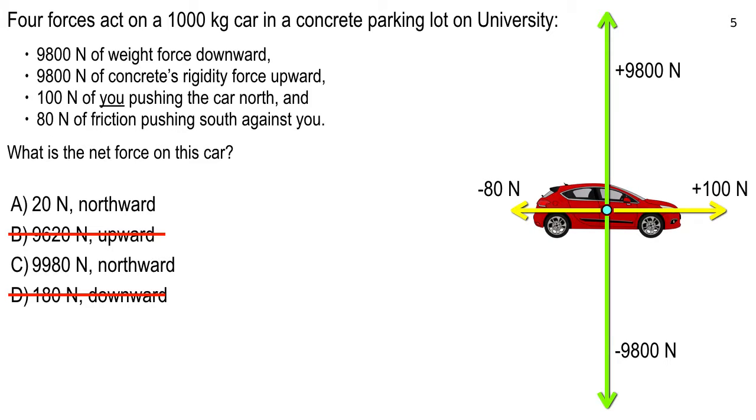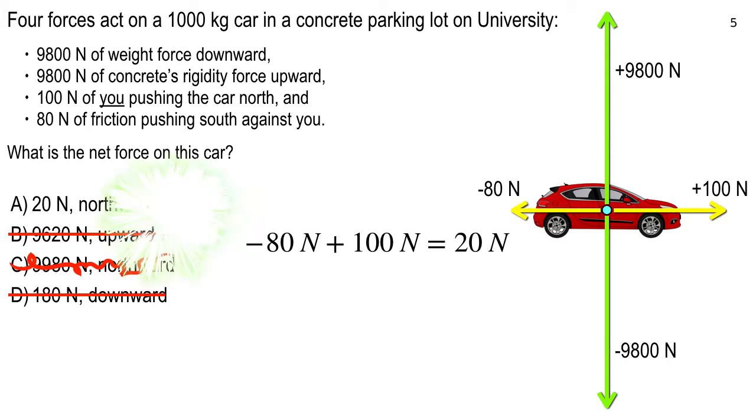All right, let's look at the two horizontal forces. Now pushing south, that's to the left, and we're going to give that a minus 80 newtons. And the north push from you is 100 newtons, and that's going to be a positive 100 newtons. Now, to figure out the net force, you just add them up like this. Negative 80 newtons plus 100 newtons is equal to 20 newtons. That's your net force. So this one's out, and this one is in. That's the correct answer.